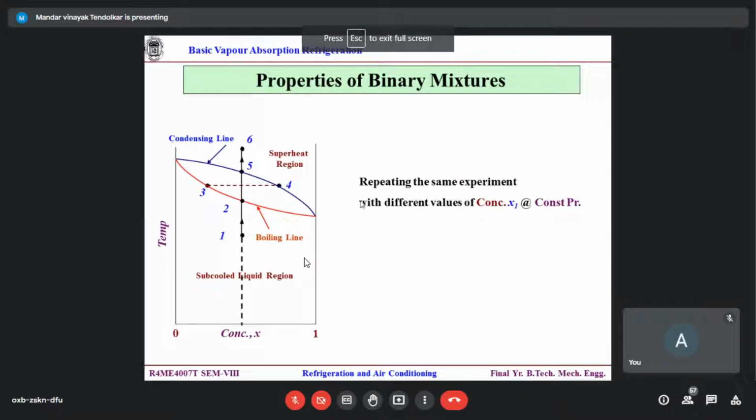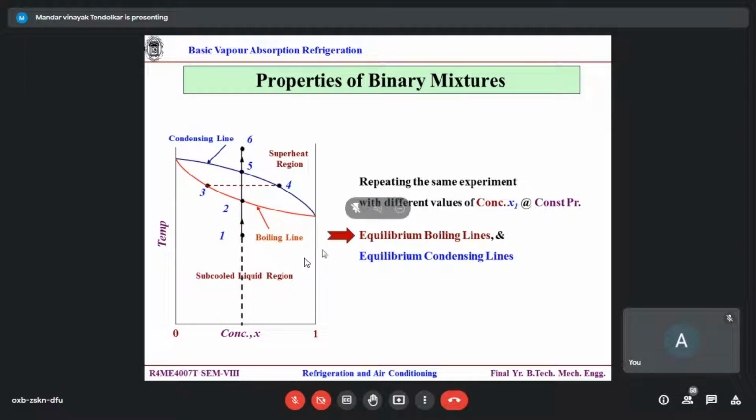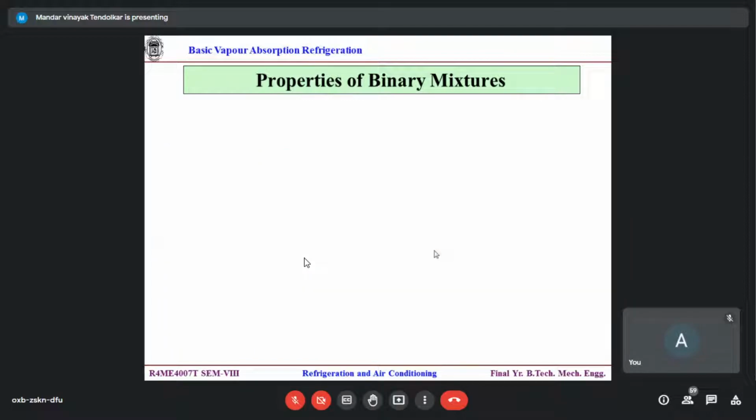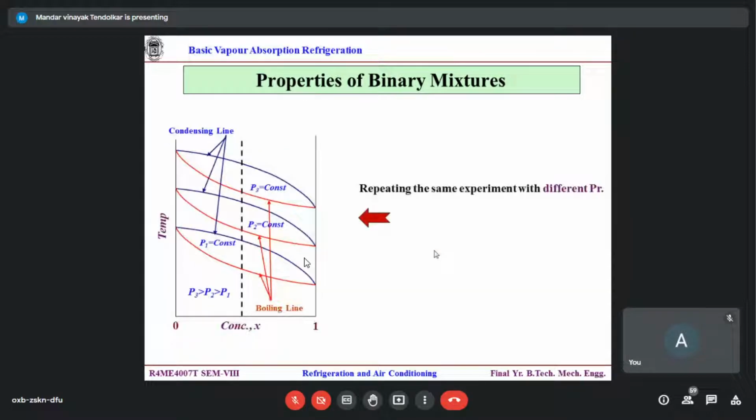Fine. How do you get these two lines? By changing the concentration only. Pressure is same. So you get one locus for one particular pressure. Now you change the pressure. So what you get at one particular pressure, as I said, is the equilibrium boiling line and equilibrium condensation line, at one particular pressure, let's say P1. Now you change this. At different pressures, you get different loci.